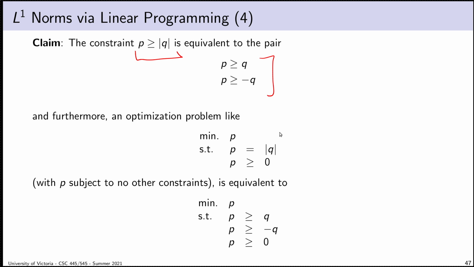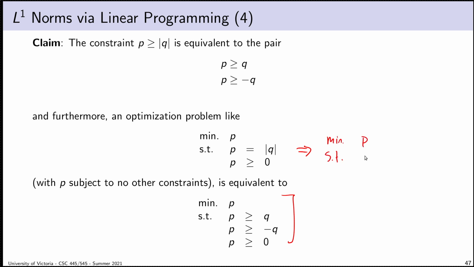Additionally, if you give me an optimization problem where I am expected to minimize p, and p has to equal the absolute value of q, then as long as no other constraints are acting on p besides this one, I can actually replace it with this. I can use the same substitution. And I want to sort of go in reverse order for justifying this. So why is it that I can go from this to this? And the idea is if I'm minimizing p, then this is actually equivalent to this formulation here.